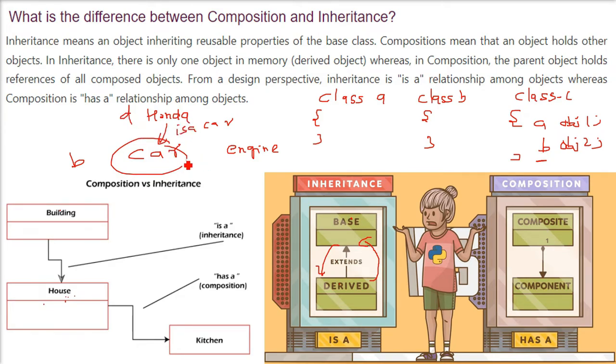The car has an engine. Every car has an engine. So this is a has-a relationship. This is the difference between composition and inheritance. So inheritance is all about inheriting, or say base and child relationship, but composition is referring to other classes by taking their objects. So class Honda, you can say class Honda colon car. So class Honda is a car. So this is the inheritance relationship.